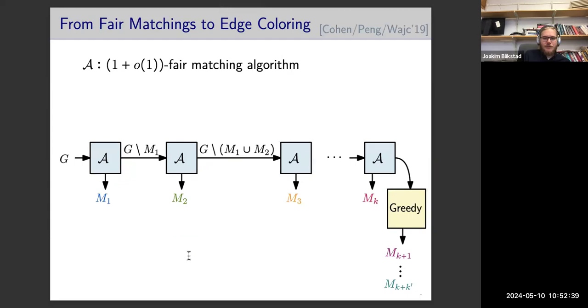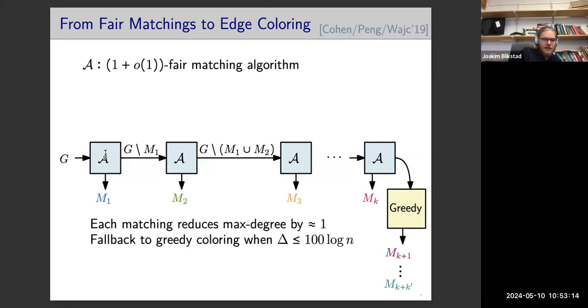Okay, so let me quickly talk about this reduction, because it's quite simple. Say we have a fair matching algorithm and we want a coloring algorithm. We just do some pipelining: we first pipeline the graph G into the fair matching algorithm. It will output some matching M1. Then in the remainder of the graph, we pipeline it again. It will output another matching M2, and these will correspond to our colors. In the end, when the max degree becomes very small, we just fall back to greedy coloring.